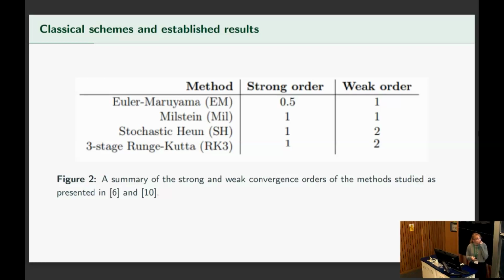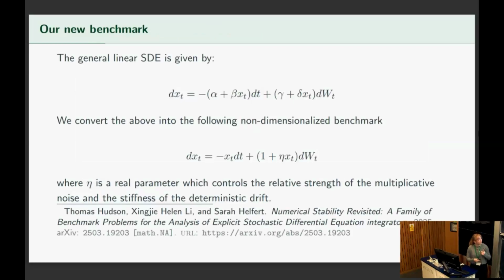The way that we do this is we propose a new benchmark equation that is based on the general linear SDE, given by this equation here. In this work, we convert the general linear SDE into a non-dimensionalized benchmark, and you can see that this equation only relies on a single parameter here. This parameter eta controls the relative strength of the multiplicative noise as well as the stiffness of the deterministic drift.